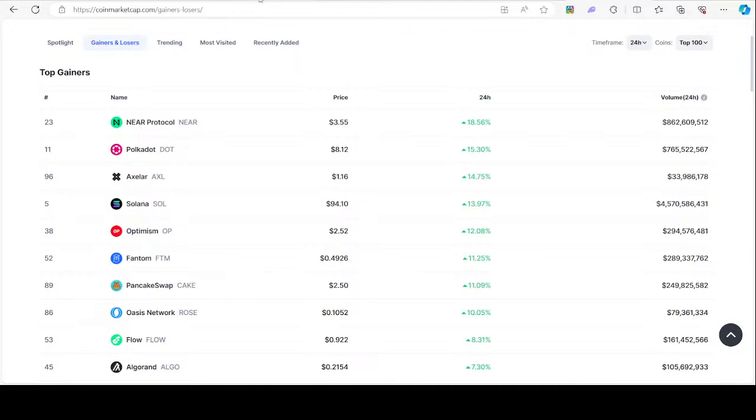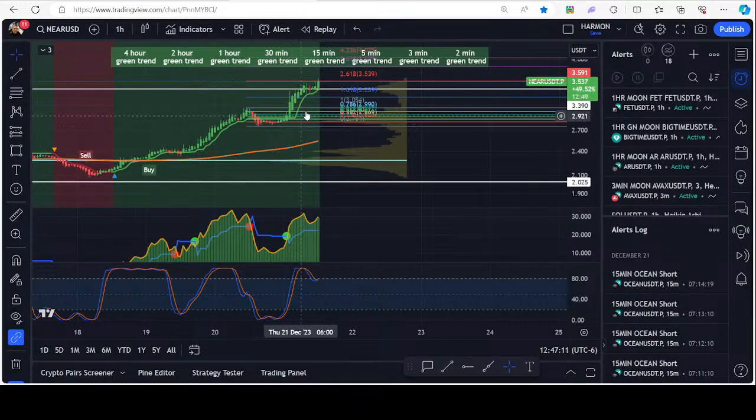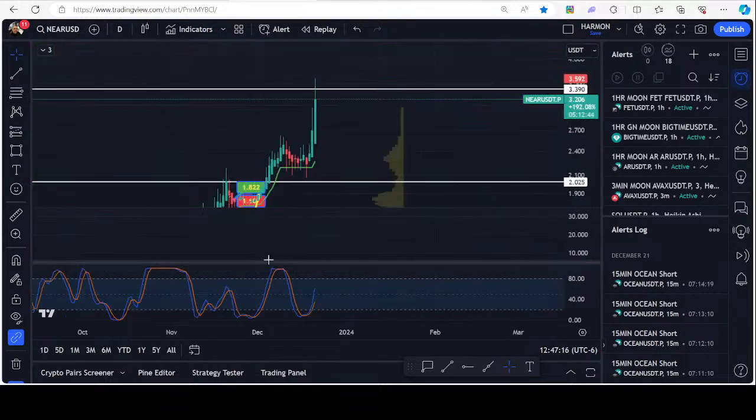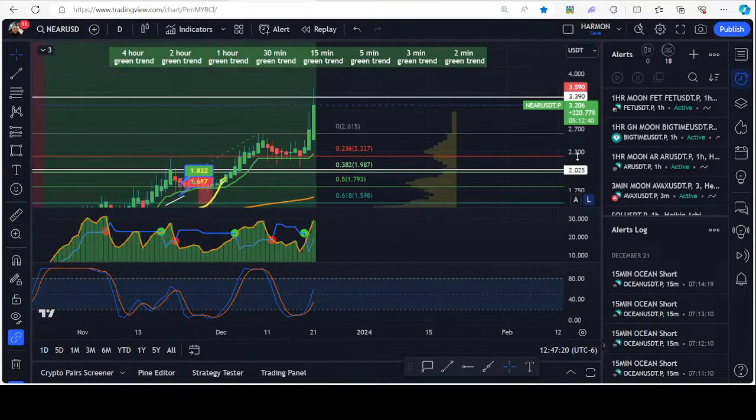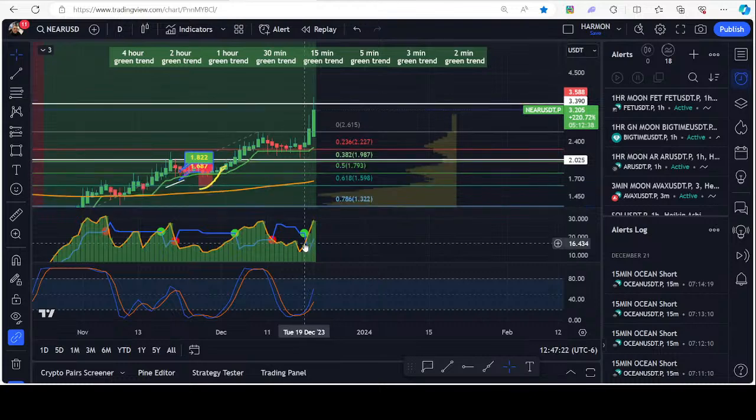So Near has the biggest gain. Polkadot has its big move. Algo, Solana, OP, Phantom. Okay, so let's go take a look at Near Protocol. Near is obviously pumping the hardest. Let's see where we're at. Near, right? Daily. This market is juicy, man. And Near's got a 1 hour daily. Oh my gosh.